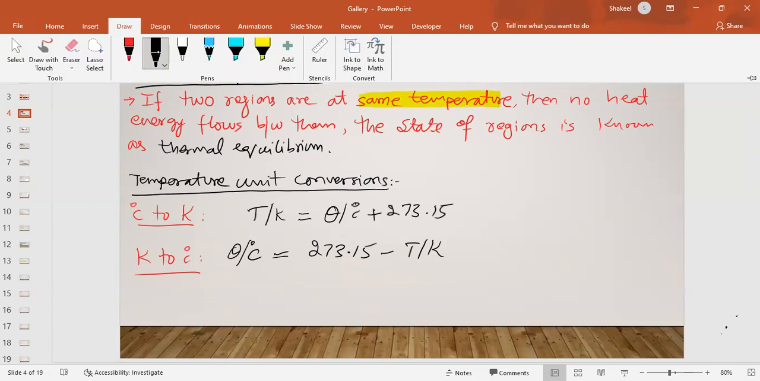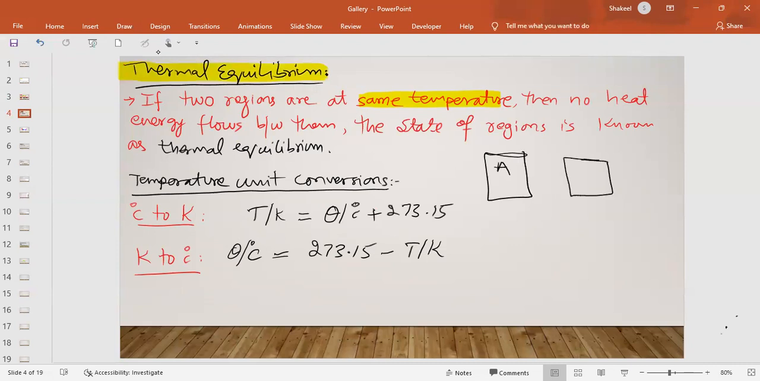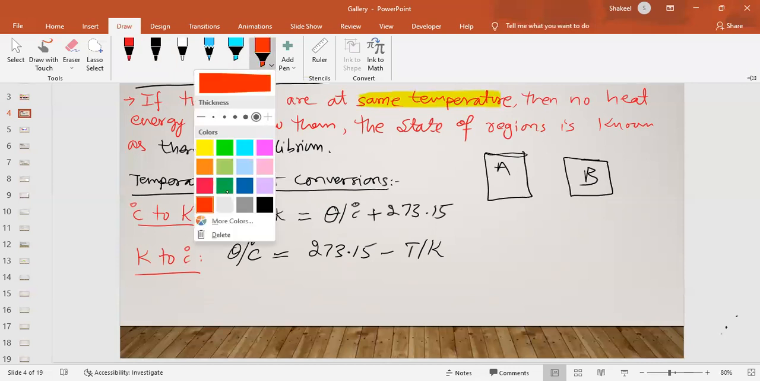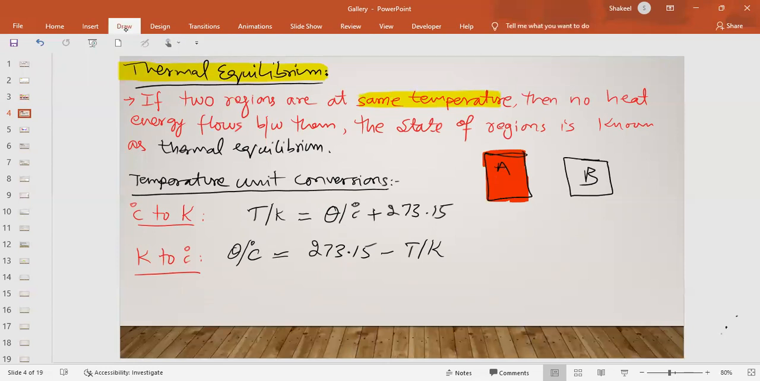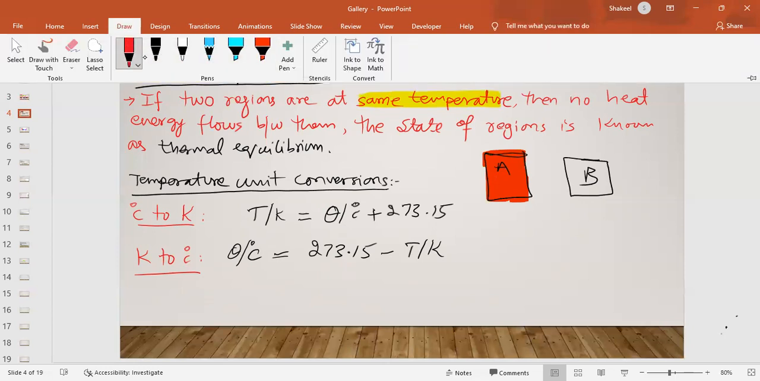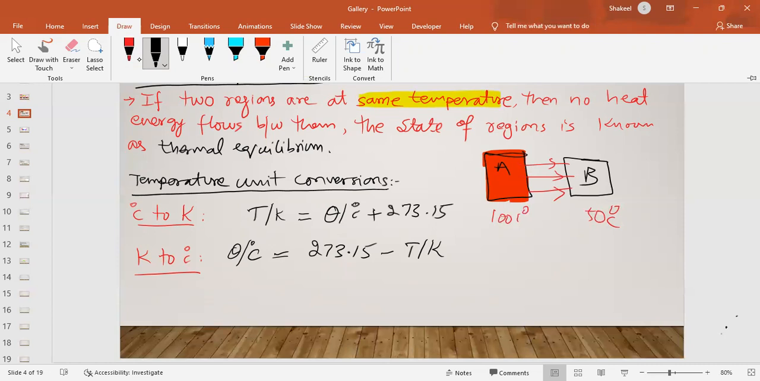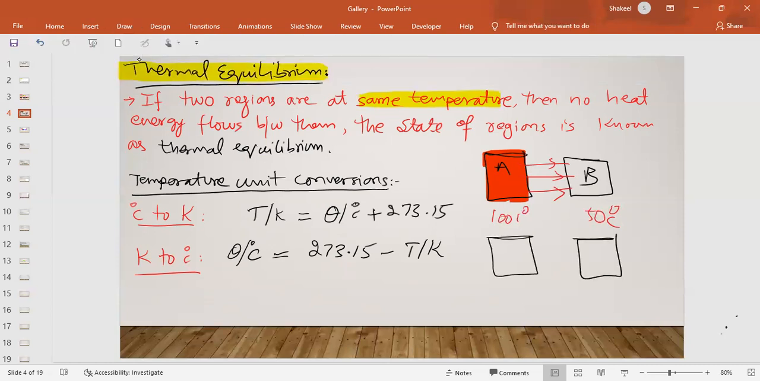So let's say there are two objects, object A and object B. Let's say object A is at higher temperature, so I'm making it red. Let's say this is at 100 degrees Celsius and this is at 50 degrees Celsius. Heat energy from A flows to B, of course, when they're in contact with each other. After a certain time, both of them get the same temperature. Let's say both temperatures become 70 degrees. So there will be no more transfer of heat. That's why we say that these are in thermal equilibrium.